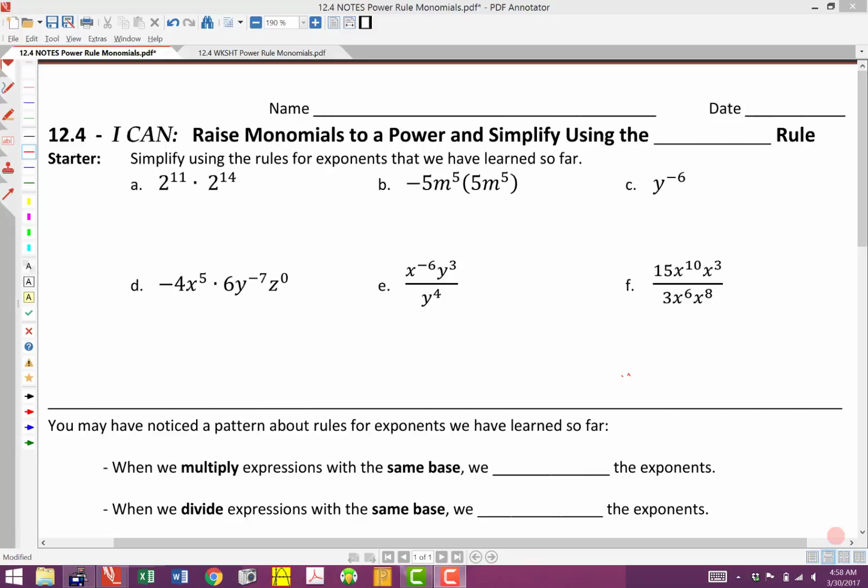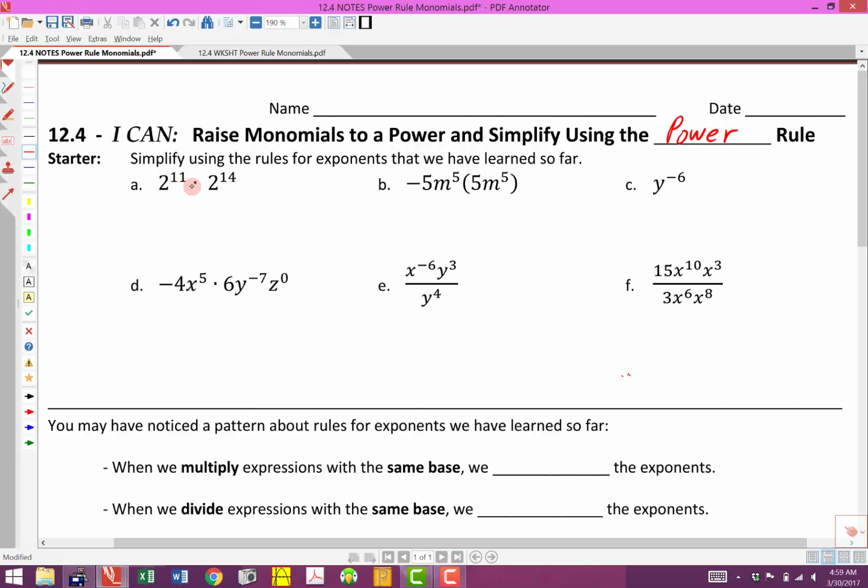Alright, let's take a look here. This section is 12.4 and the I can statement is I can raise monomials to a power and simplify using the power rule. So this is the power rule for exponents. And we're going to start by reviewing some skills with exponents that you should have already. So let's run through and take a look here.